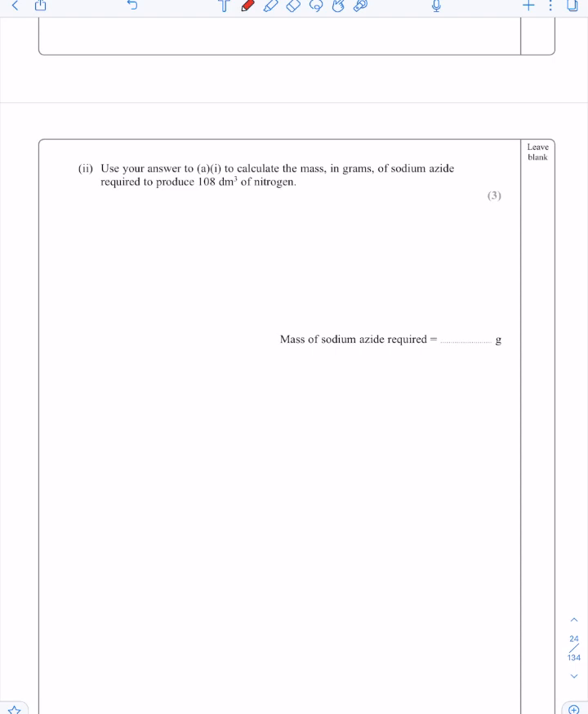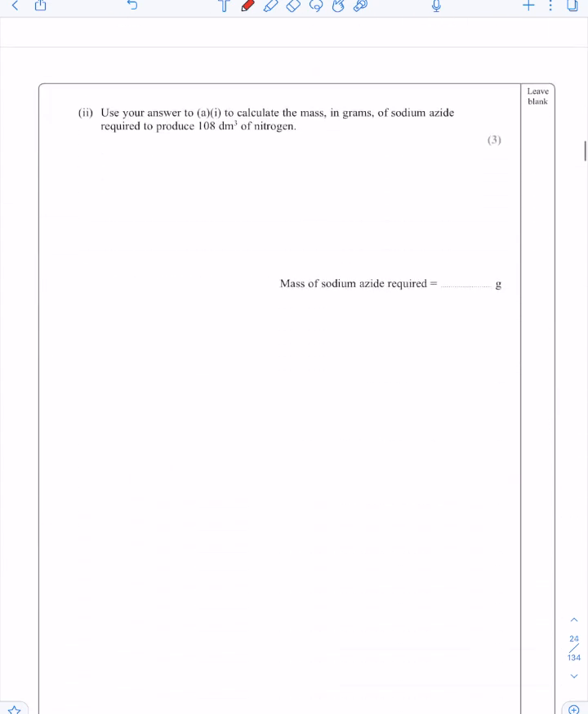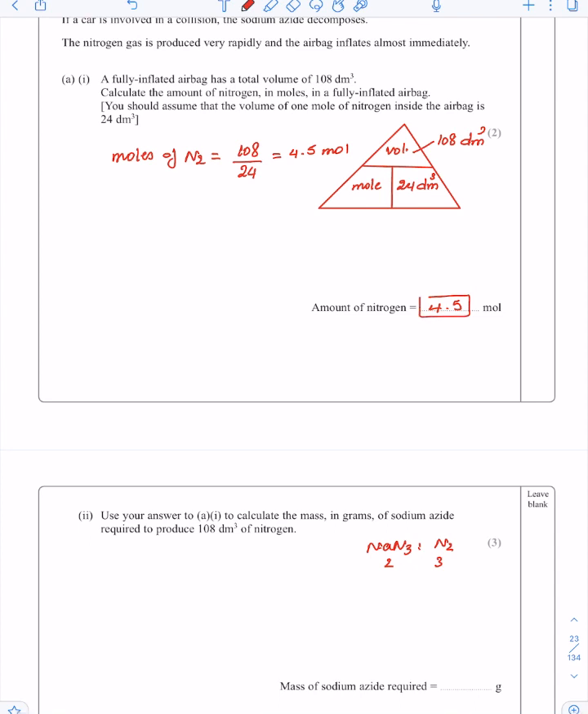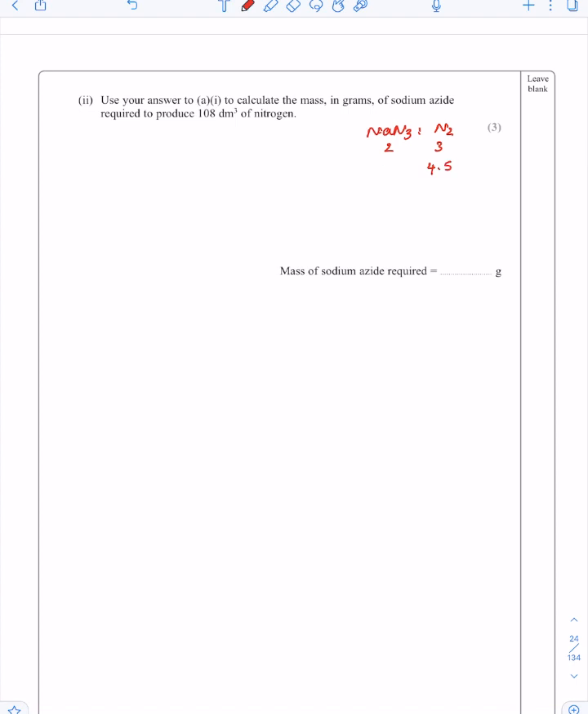Part two: use your answer to part one to calculate the mass in grams of sodium azide required to produce 108 cubic decimeter of nitrogen. طيب احنا الريشيو between الصوديوم azide للنيتروجين gas 2 to 3. يبقى every 2 moles of sodium azide produce 3 moles of nitrogen. طيب احنا قلنا ان المولز of nitrogen في الانسر 4.5 moles. يبقى هنا to produce 4.5 mole of nitrogen gas, how many moles of sodium azide are needed? يبقى moles of sodium azide is equal to 2 by 4.5 over 3. 2 by 4.5 over 3 give you 3 moles.